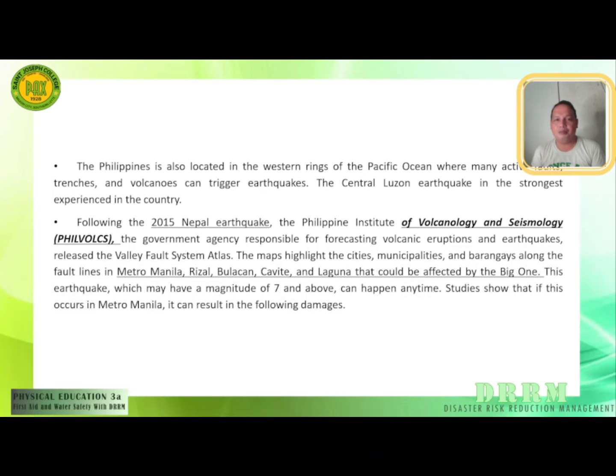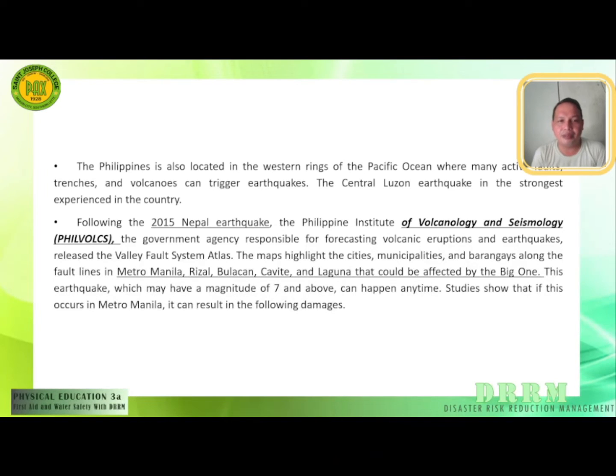Following the 2015 Nepal earthquake, the Philippine Institute of Volcanology and Seismology, PHIVOLCS, the government agency responsible for forecasting volcanic eruptions and earthquakes, released the Valley Fault System Atlas. The maps highlight the cities, municipalities, and barangays along the fault line in Metro Manila, Rizal, Bulacan, Cavite, and Laguna that could be affected by the Big One. This earthquake, which may have a magnitude of 7 and above, can happen anytime. There is no exact schedule when it will strike a community.